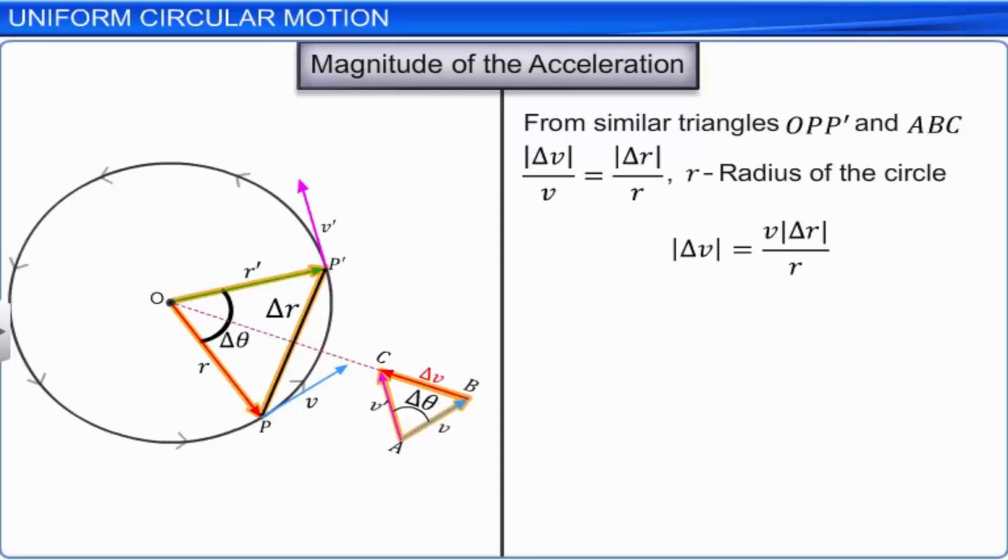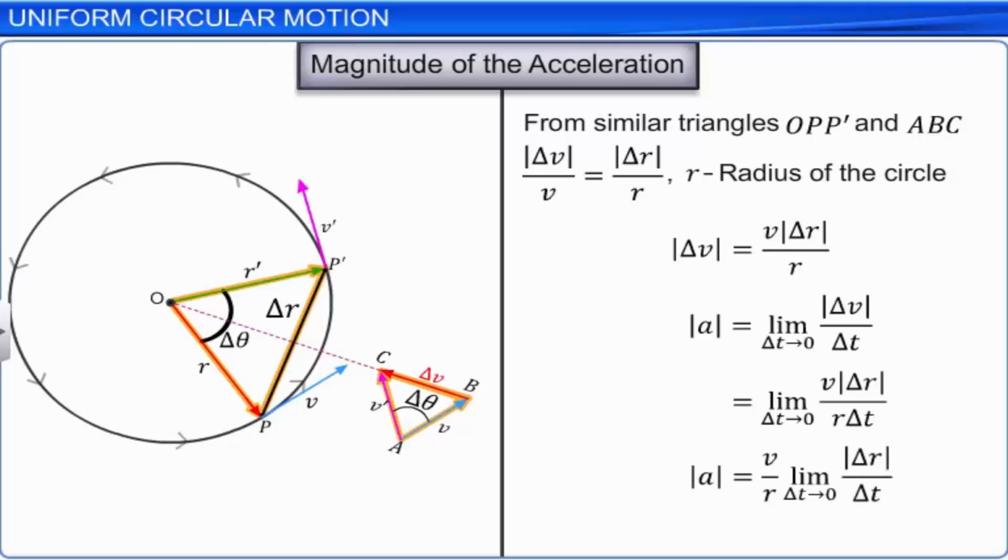Magnitude of a is equal to limit delta t approaches 0 of magnitude of delta V by delta t, which is equal to limit delta t approaches 0 of V into magnitude of delta R by R delta t. This expression can be written as magnitude of a is equal to V by R into limit delta t approaches 0, magnitude of delta R by delta t. Let this be equation 1.